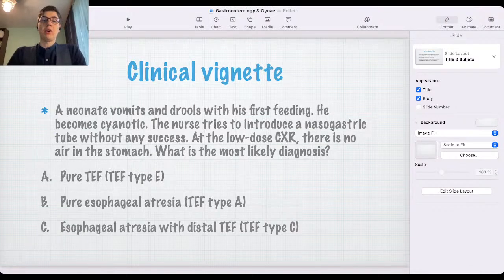A neonate vomits and drools with his first feeding. He becomes cyanotic. The nurse tries to introduce a nasogastric tube without any success. At the low-dose chest X-ray, there is no air in the stomach. What is the most likely diagnosis? Pure tracheoesophageal fistula, tracheoesophageal fistula type E, pure esophageal atresia, tracheoesophageal fistula type A, or esophageal atresia with distal tracheoesophageal fistula, TEF type C. Let me know your answer.